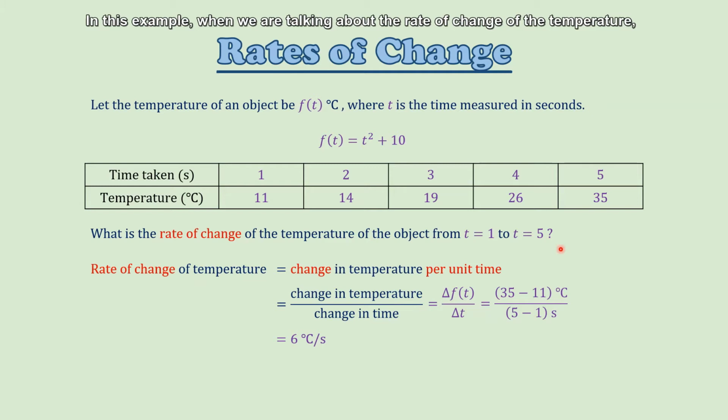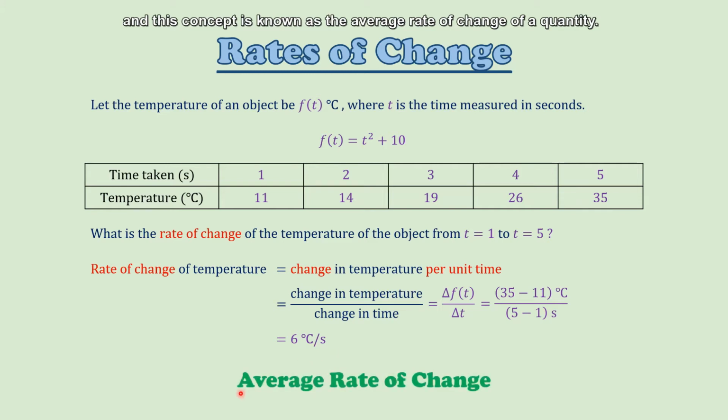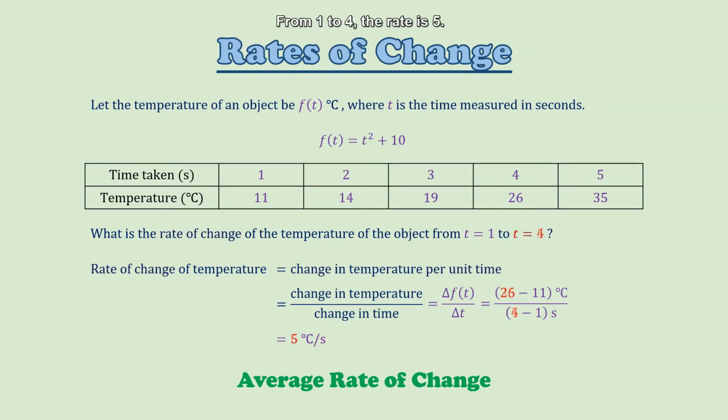In this example, when we are talking about the rate of change of the temperature, we are referring to a certain period. And when we are doing our calculation, we are going to find the change in the temperature over this period of time. And this concept is known as the average rate of change of a quantity. For the average rate of change, usually when we consider a different period of time, then the rate will be different, just like this. From 1 to 4, the rate is 5. From 1 to 3, the rate is 4. From 1 to 2, the rate is 3. That means we can see that in this example, the rate should be changing with the time itself.